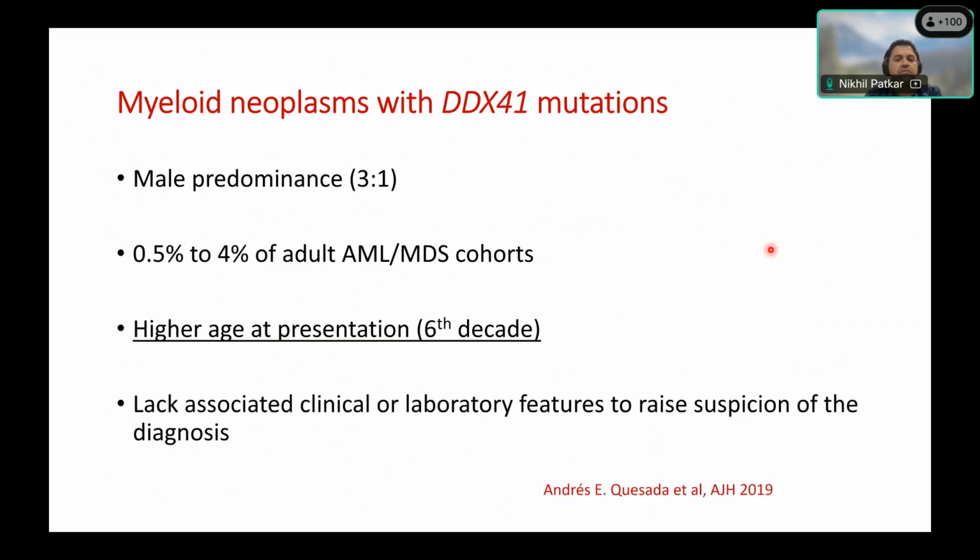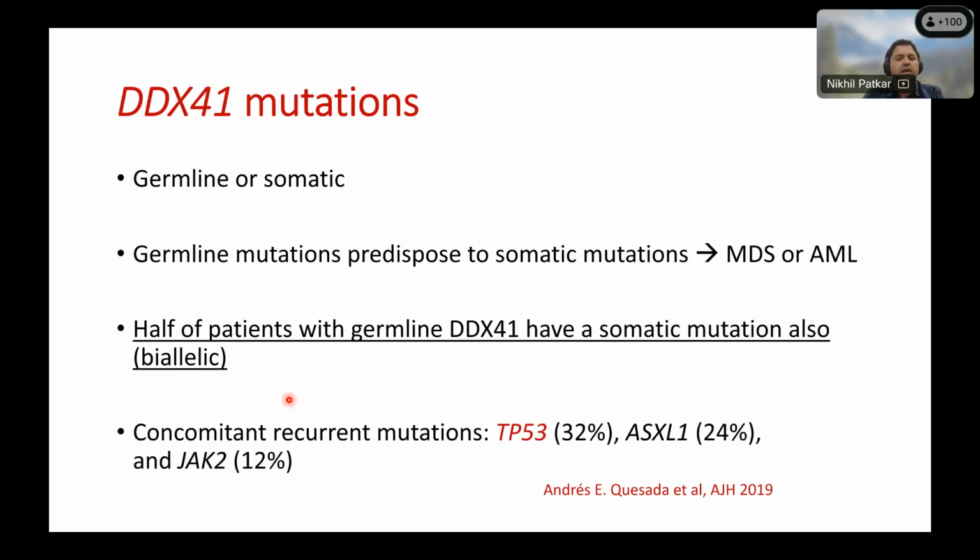We have now seen approximately 15 or 20 of such patients. They have male predominance, predominantly present in the 6th decade of life, and they are present in AML as well as MDS, and they don't have any other history or features to raise suspicion of this diagnosis. Almost half of the patients have multiple DDX41 mutations. So these are patients who have a somatic mutation as well as a germline mutation in DDX41, and they can have other mutations such as TP53, ASXL1, and JAK2 as seen in our case.